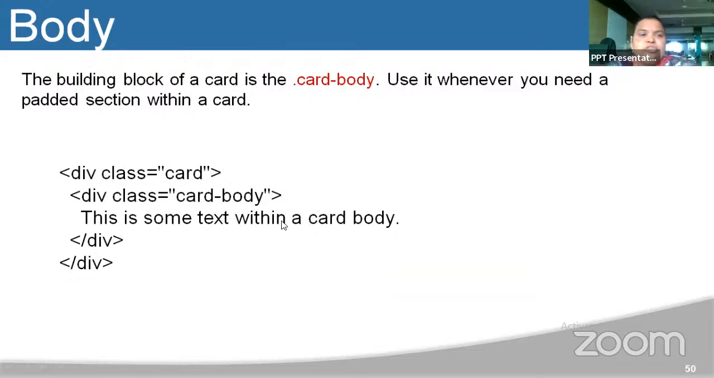First, discuss the card body: how to write the body, how to display the card body on the home page. The building block of a card is the dot card body. Use it whenever you need a padding section within a card. The padding is nothing but one square box displayed. Simply I want to display a card. This is the main class. And then I want to write the body. Within that body it can be written.